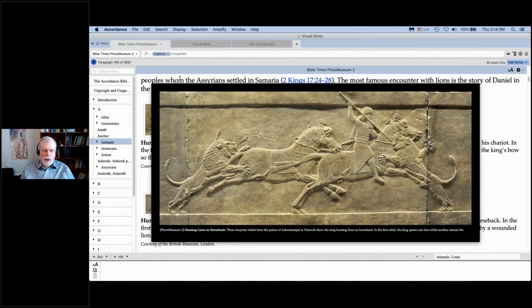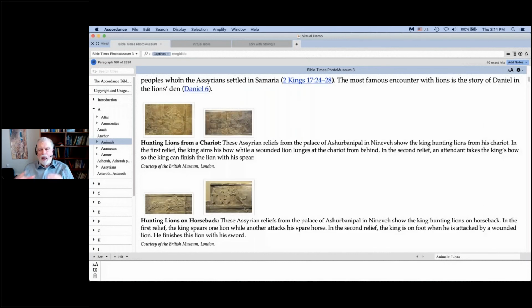So the answer is yes and no. We do not have a resource that's dedicated to animals, but the Photo Museum does show quite a few portraits of how animals were portrayed in antiquity. That would be the answer I would give. And some of the other resources might also have pictures of animals in them.